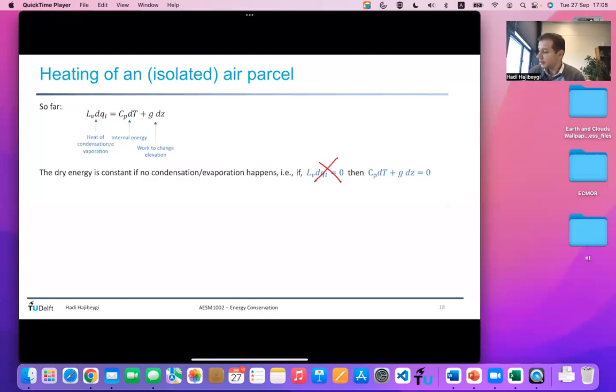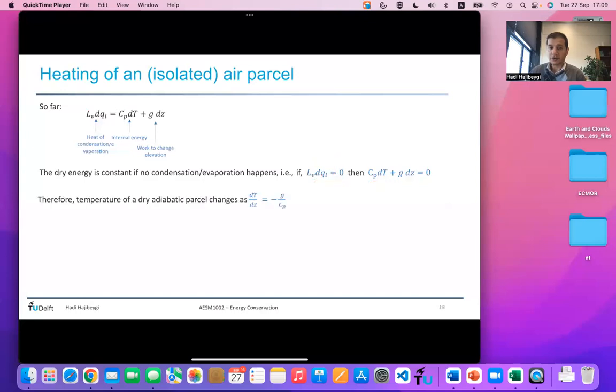Then what will happen? My change of internal energy through the constant pressure process, plus that small work that is being done because of the compression, and there is a kind of PDV in it as well, with the change of elevation would balance each other. That's very, very interesting.